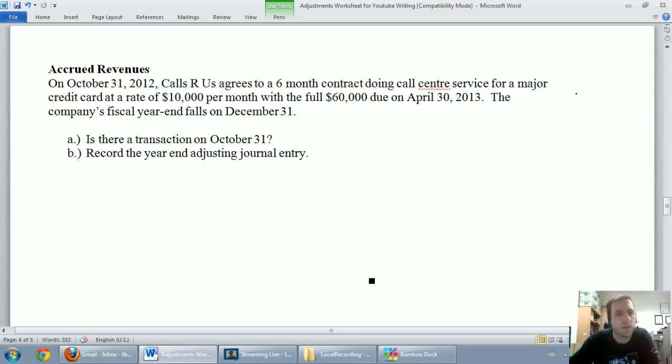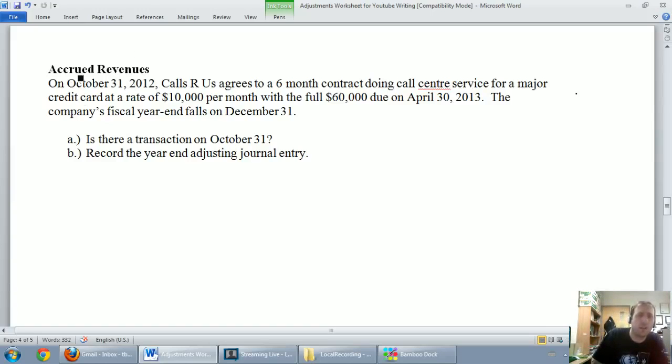On October 31st, 2012, Calls R Us agrees to do a 6-month contract doing call center service for a major credit card at a rate of $10,000 per month, with the full $60,000 due on April 30th, 2013. Okay, so we're this Calls R Us. We've entered into a 6-month contract to do call center work for a credit card. They're going to give us $60,000 in 6 months, but we've got to do the work in between now and April 30th. The company's fiscal year end is on December 31st. So the first question, is there a transaction on October 31st?